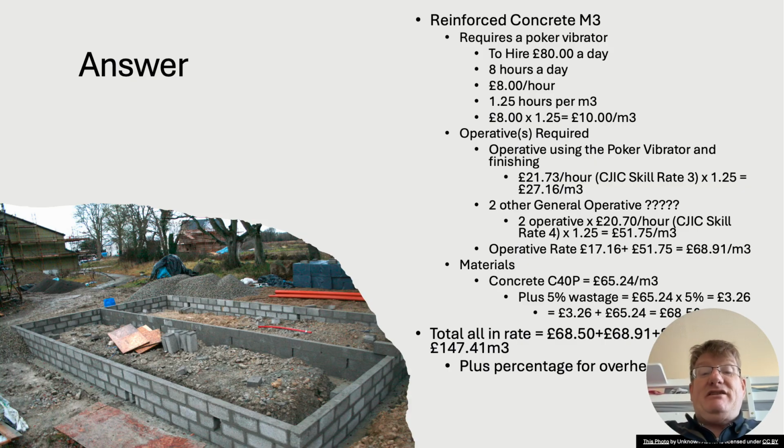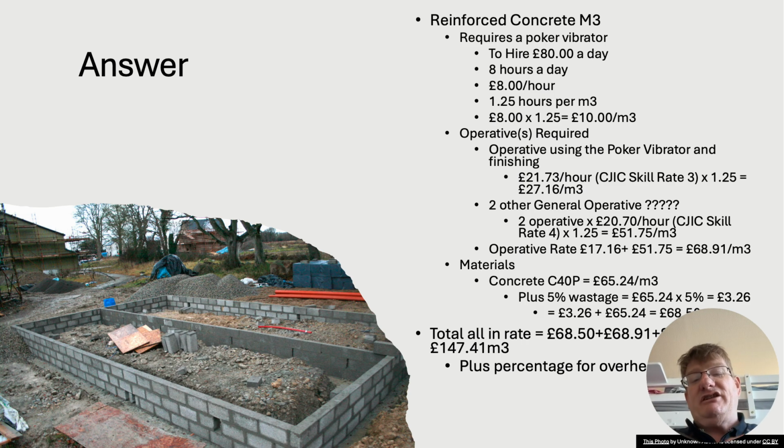Then I need an operative or operatives for the concrete, using the poker vibrator and finishing. I said, look, that's a high skill rate. It's probably going to be the ganger, so I put it at skill rate 3. So a little bit more: £21.73 times 1.25, which is your rate per hour. And it costs £27.16 per metre cubed.